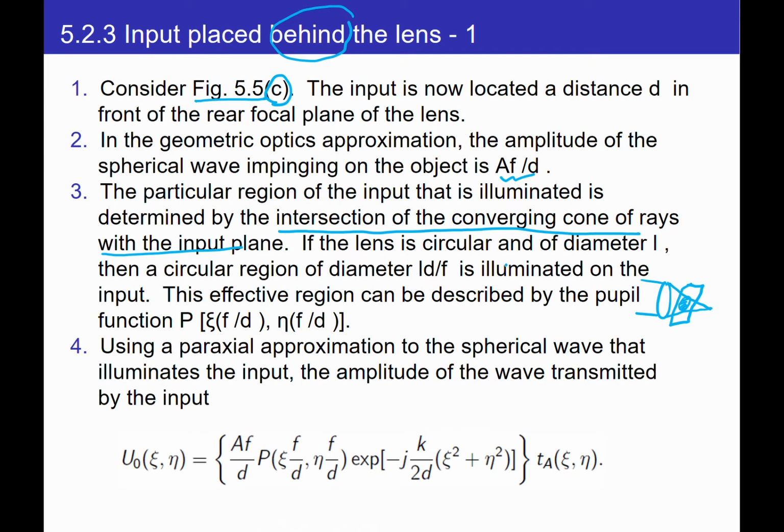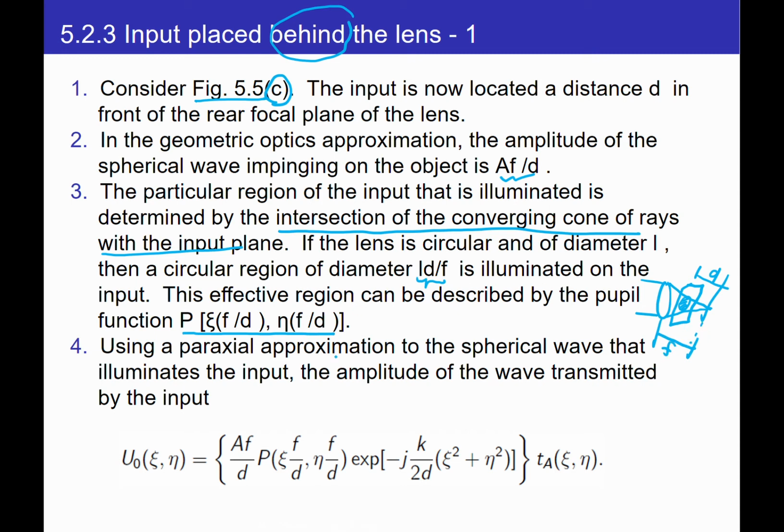If the lens is circular with diameter L, then the circular region has diameter L times d over f. By geometrical optics, it is reduced by this factor. And then the effective region can be described with a Fourier function given by this one, so that it has a certain magnitude given here. So we have a distance d from the focal point. From here to here is f.